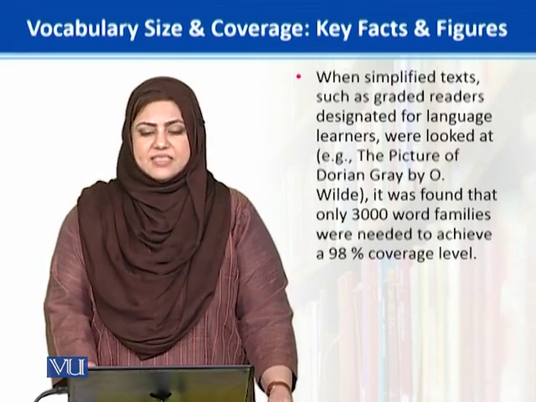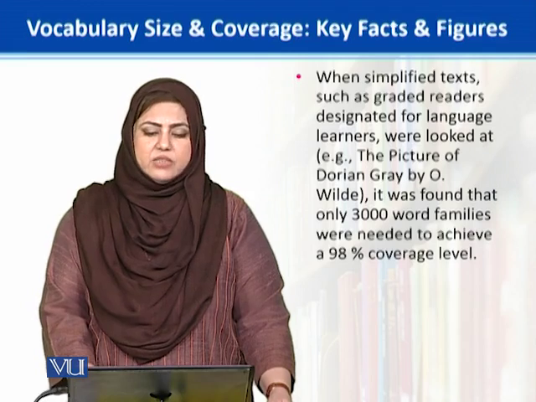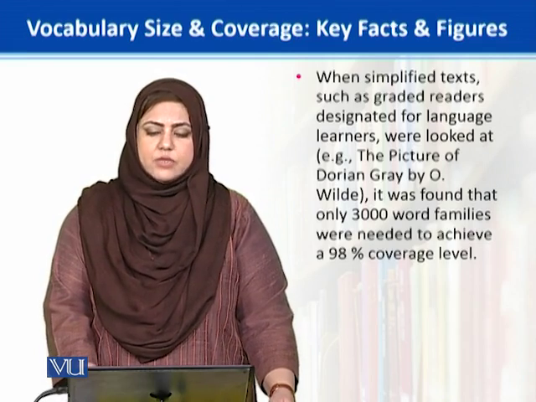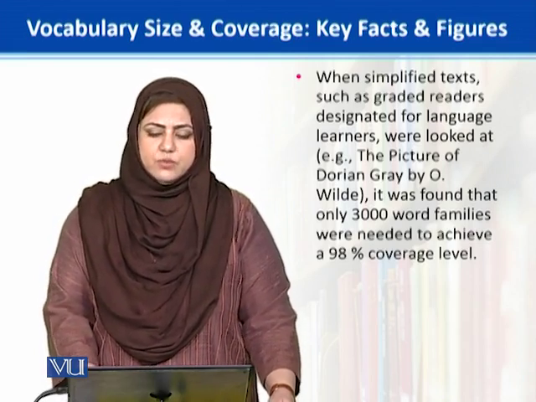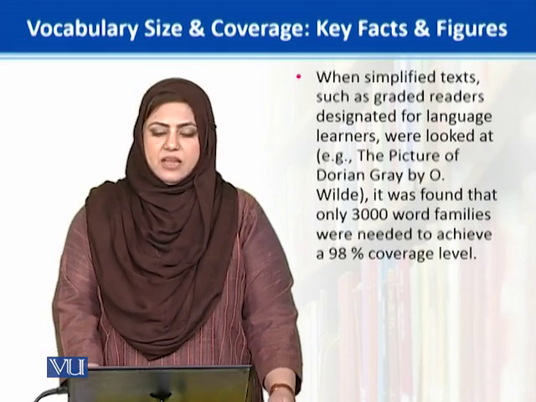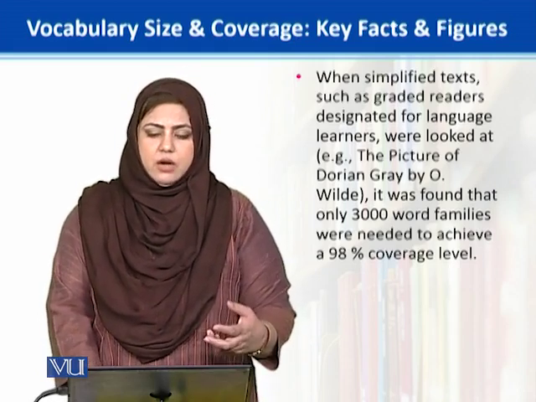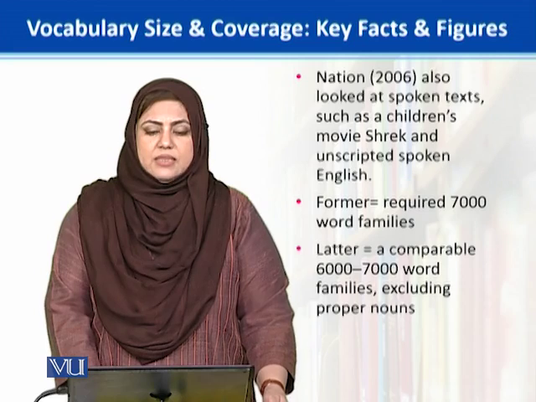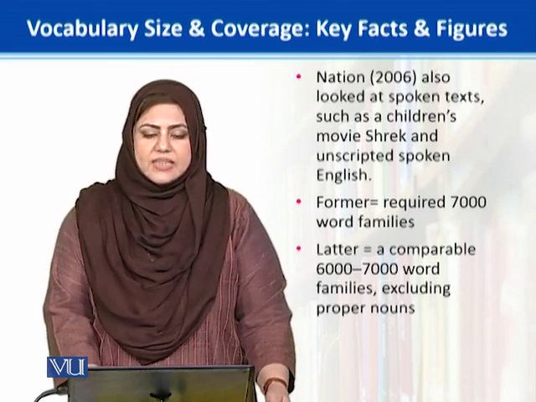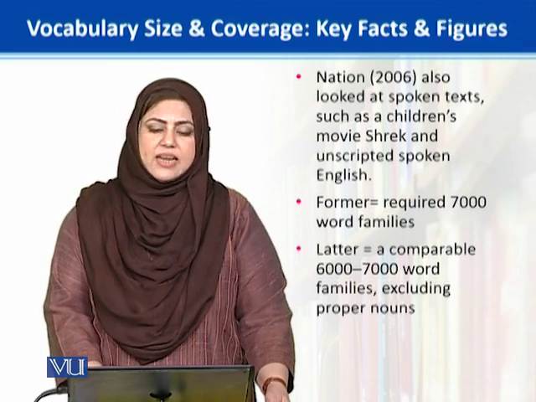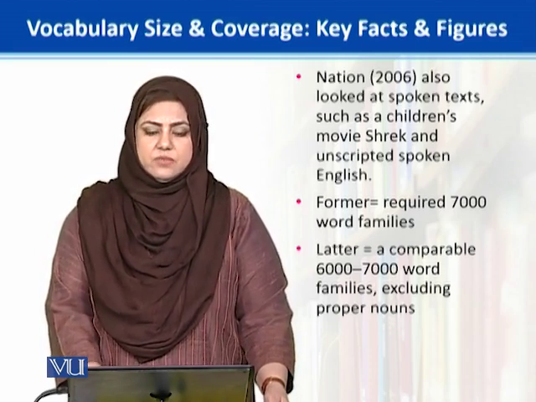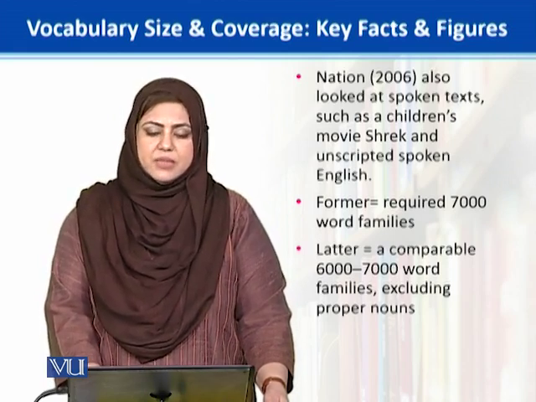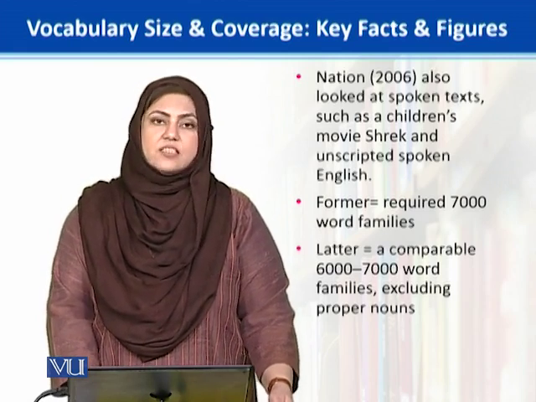When simplified texts such as graded readers designed for language learners were looked at, for example, The Picture of Dorian Gray by Wilde, it was found that only 3,000 word families were needed to achieve a 98% coverage level. Of course, because they were graded according to the difficulty level of the learners. Nation also looked at spoken texts such as the children's movie Shrek and unscripted spoken English. Whereas the former required 7,000 word families, the latter required a comparable 6,000 to 7,000 word families, excluding proper nouns.